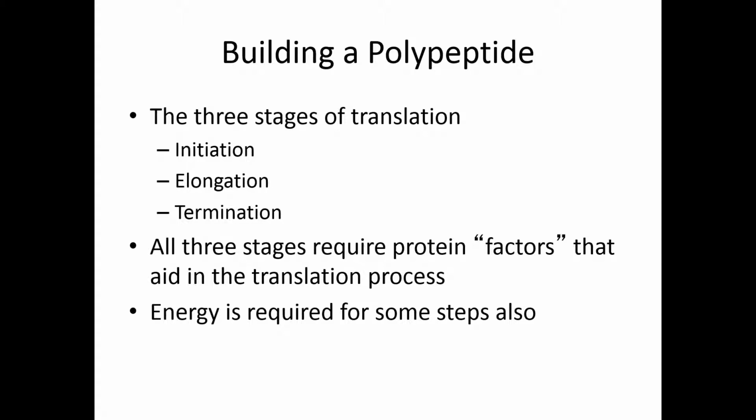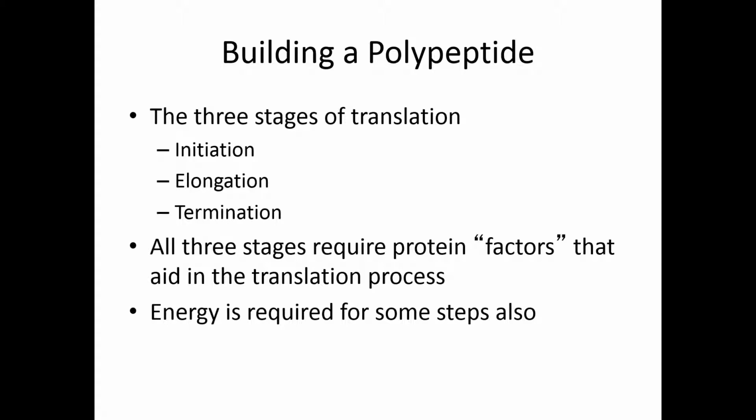Alright, so the process of translation is very similar to the process of transcription. You have three types of processes or stages. You have an initiation stage, you have an elongation stage, and then you have a termination stage. There are protein factors that aid during each of these respective stages. We're not going to discuss those particular factors. We're just going to say they're translational factors that aid in the process of translation.